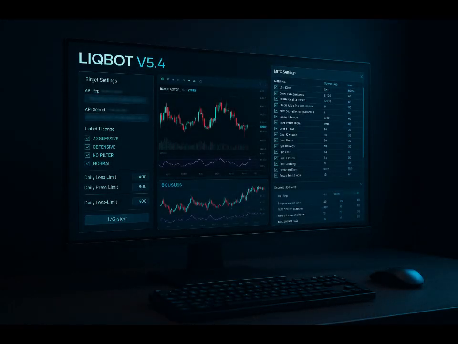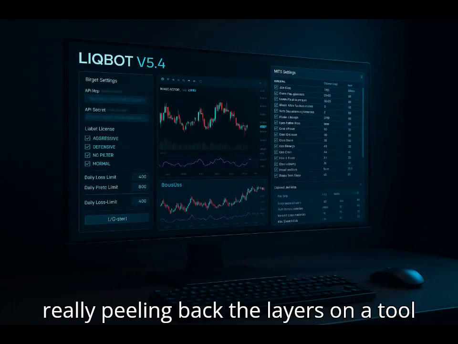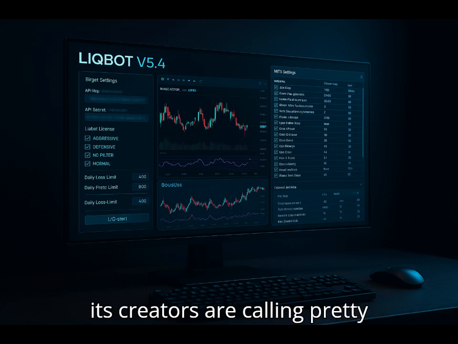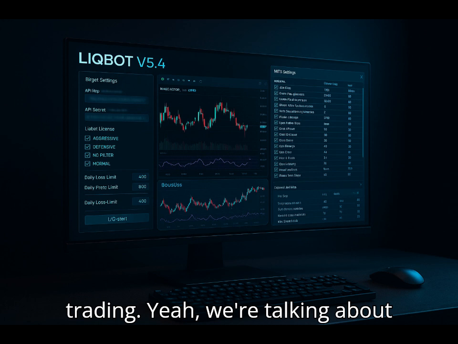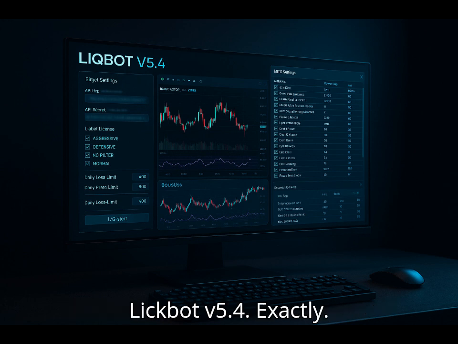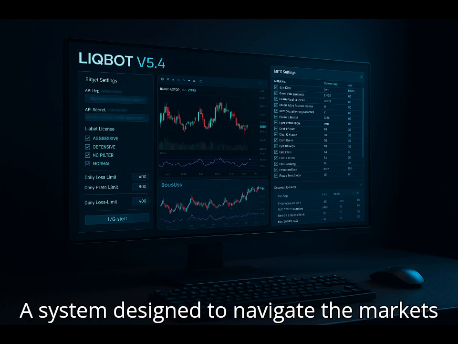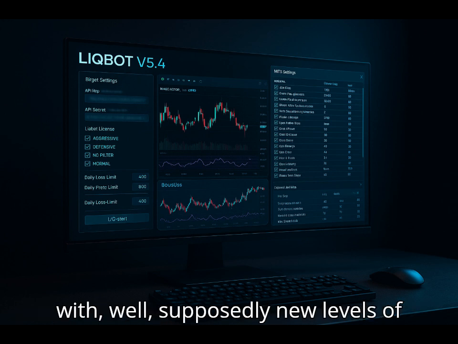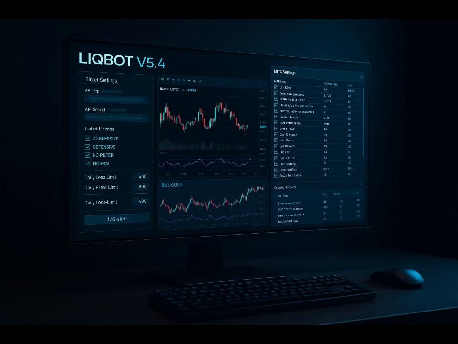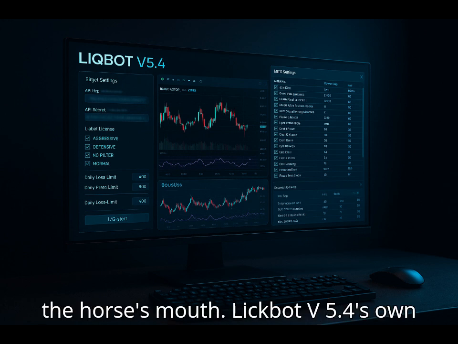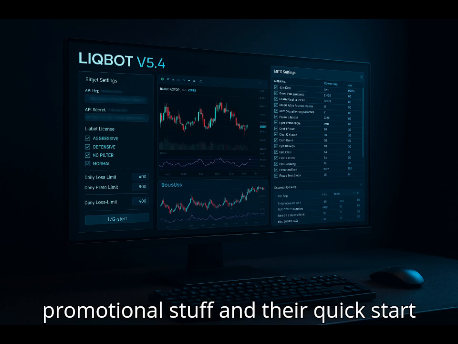Today, we're really peeling back the layers on a tool its creators are calling, pretty confidently, the future of automated trading. Yeah, we're talking about LiqBot V5.4. Exactly. A system designed to navigate the markets with, well, supposedly new levels of precision. So our source material for this deep dive is straight from the horse's mouth, LiqBot V5.4's own promotional stuff and their quick start guides.